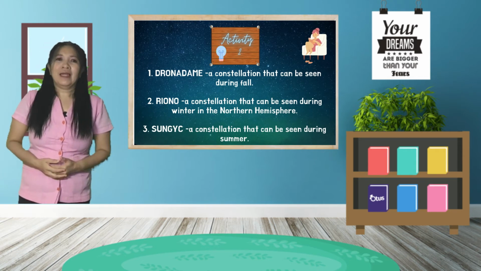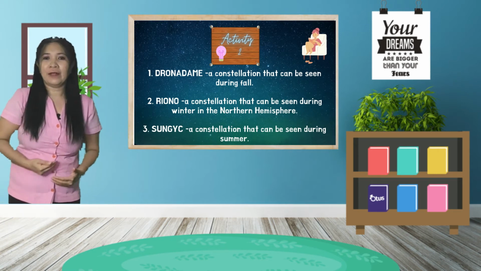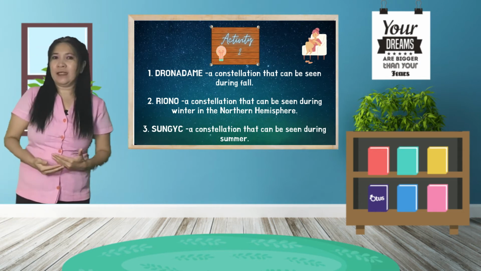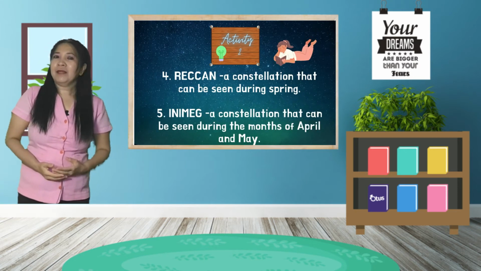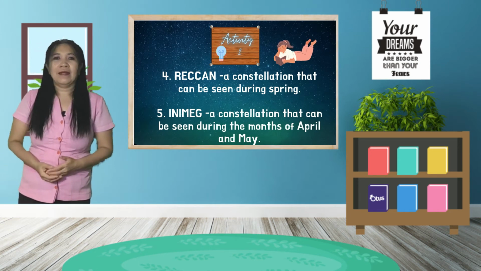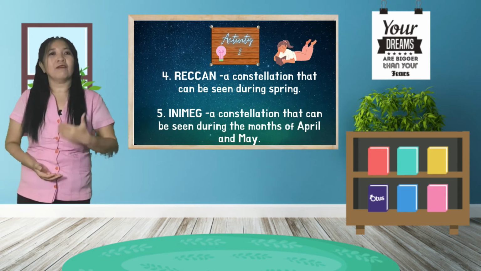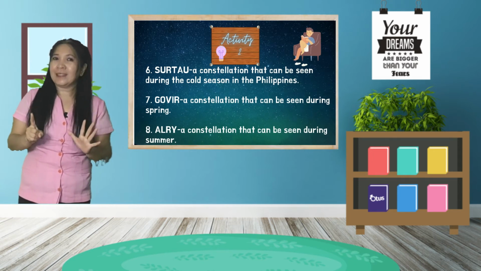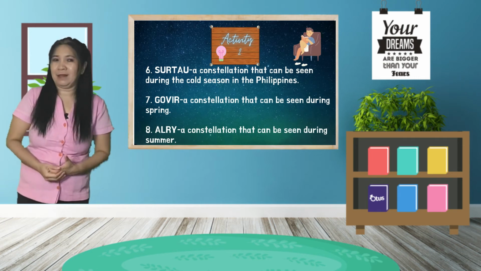Number 2, it is a kind of constellation that can be seen during winter in the northern hemisphere. Number 3, it is a constellation that can be seen during summer. Number 4, it is a constellation that can be seen during spring. Number 5, it is a constellation that can be seen during the months of April and May. Number 6, it is a constellation that can be seen during the cold season in the Philippines.